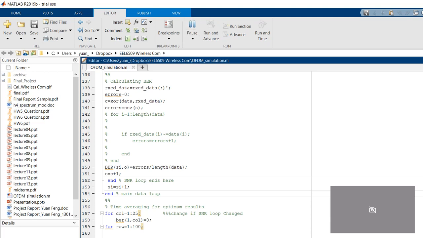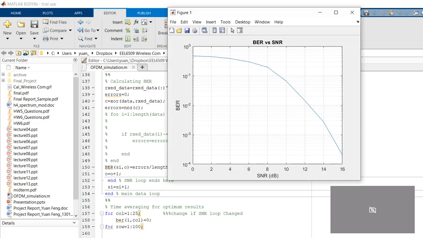And I want to run this. It will get the results just as what I showed in the last slides.